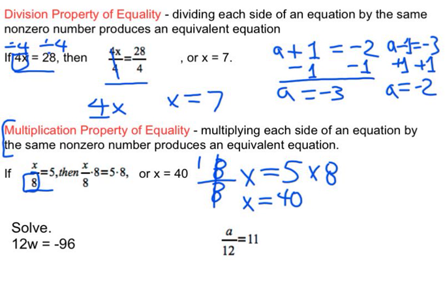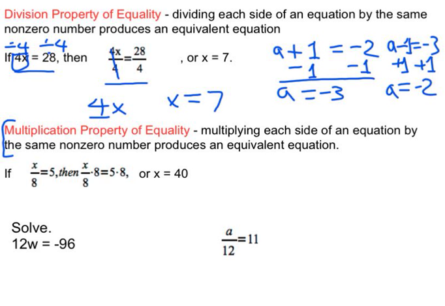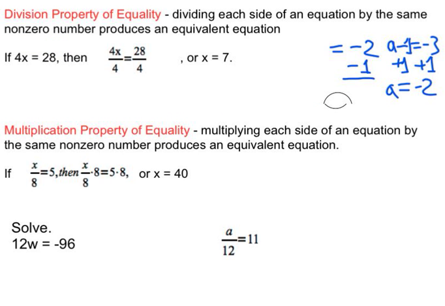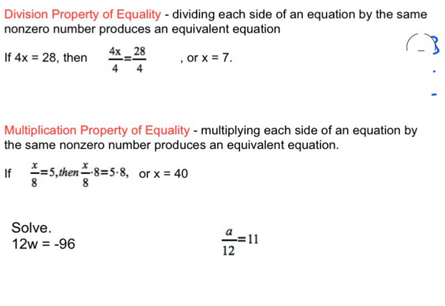So similar sort of idea. In this example here, the operation that starts off the problem is division. So when the operation is division, you do the opposite operation, the inverse operation, and that's multiplication. And then over here in the top one, you're starting off with multiplication, so the inverse operation is division.